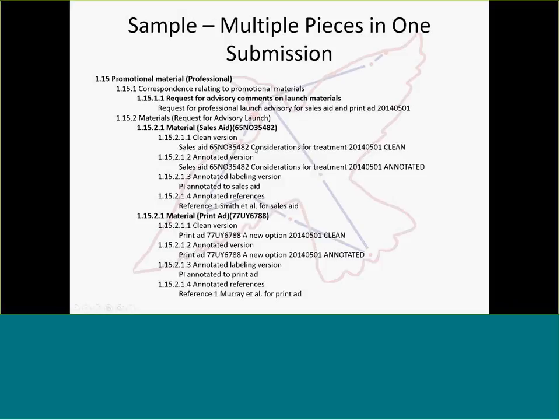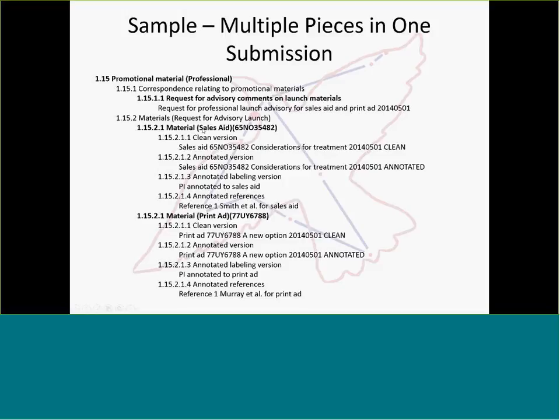This here will be the title. This is a technical term. Essentially, it's what you see when you open up your backbone. The annotated version. Your PI, the annotated PI to sales aid. In this case, you have a reference. Notice the two pieces have two sections labeled 1.15.2.1. You can have as many of these sections as you want. So each one is internally consistent.